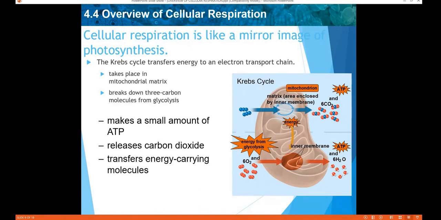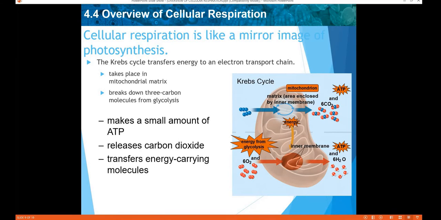This part of the process takes place in and across the inner mitochondrial membrane. Okay, so this is the inner mitochondrial membrane. So this electron transport, the second stage, takes place in and around the inner mitochondrial membrane. So in step 3, energy is transferred to a chain of proteins in the inner membrane of the mitochondria.